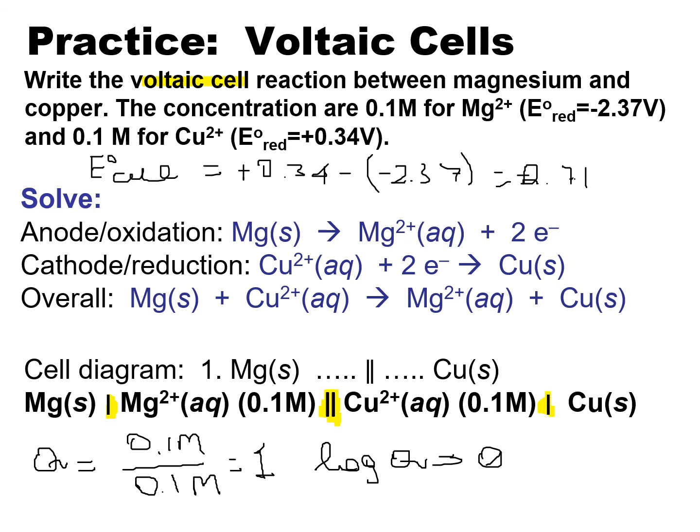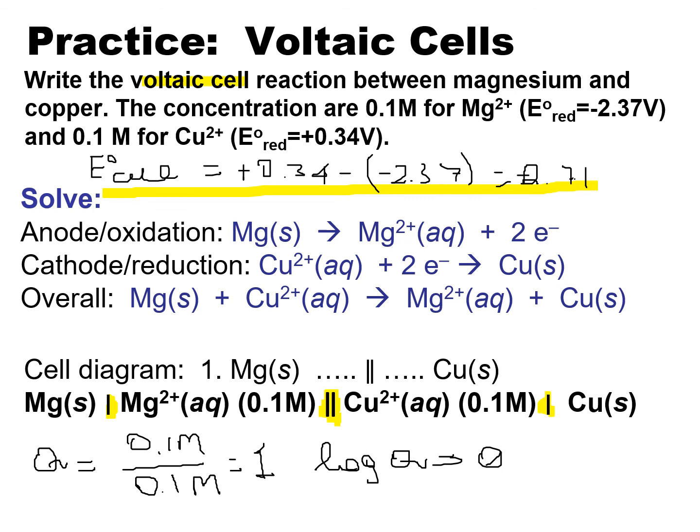That's what's going to happen in the lab. The concentration is 0.1 molar for all the cells you're going to test. And even if you're not in standard condition, you're just using this equation up here instead of the Nernst equation. That's because the concentrations are the same above and below, so Q would become 1, the logarithm of Q becomes 0, so there's really no difference.